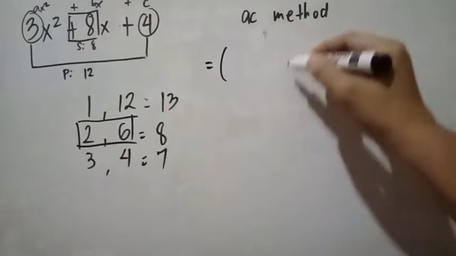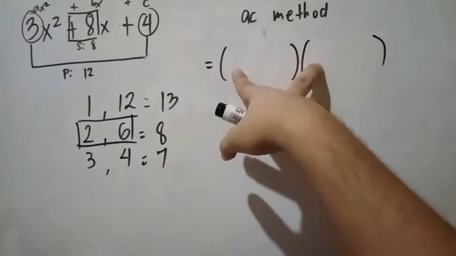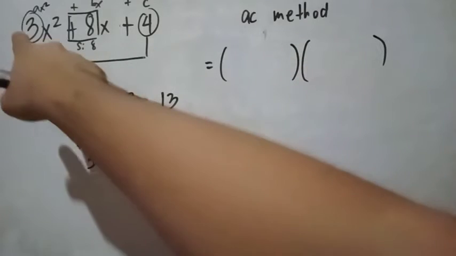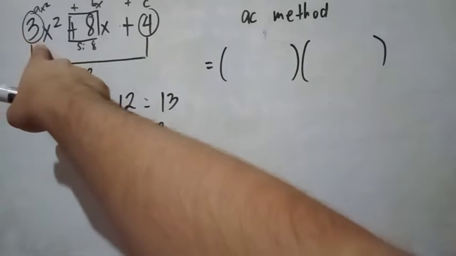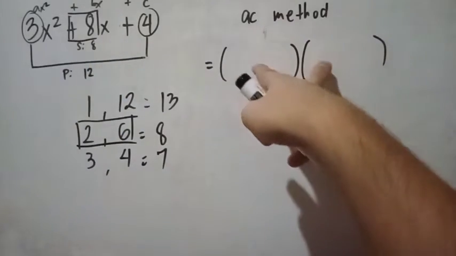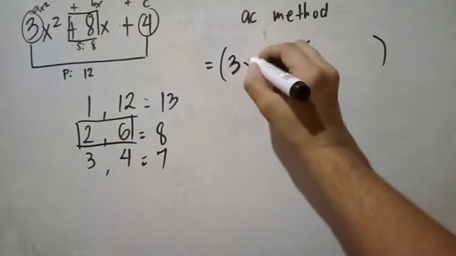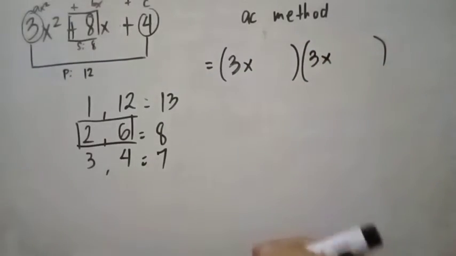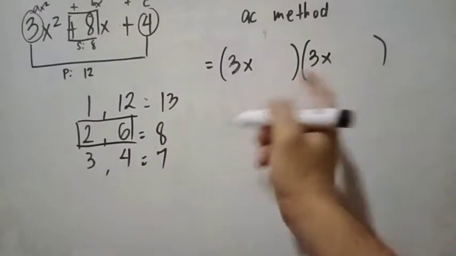Okay, so magsulat tayo ng parenthesis. Ayan. And then, ano bang magiging first term niya? Let us assume na yung first term natin ay nakabase sa leading coefficient. And the leading coefficient in this case is 3. So, yung first terms ng binomial factors ay isulat as 3x and 3x also. Okay? Ayan, 3x and 3x. Ito yung assumption natin na first term ay 3x.